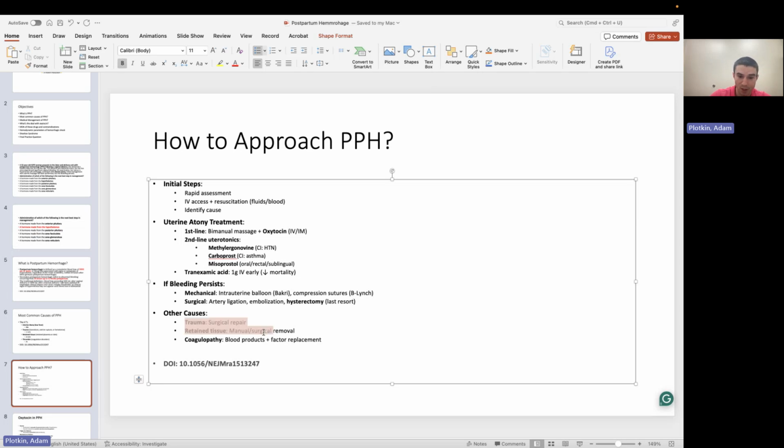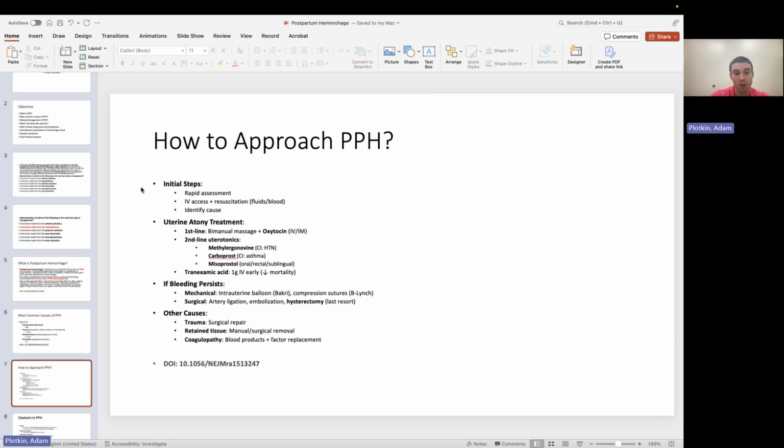So then just remember, I was just reminding you of other causes. Again, patient with postpartum hemorrhage, we start IV fluids and try to identify the cause. We go to a bimanual uterine massage plus oxytocin. If those don't work, we go to our second lines. We think about methylergonovine, carboprost, misoprostol, and TXA. If they're still bleeding, we can think about intrauterine balloon, compression sutures, and then ultimately we may have to do artery ligation, embolization, or an actual hysterectomy. All right. Really important to understand that schema, the way we work through it. Okay.